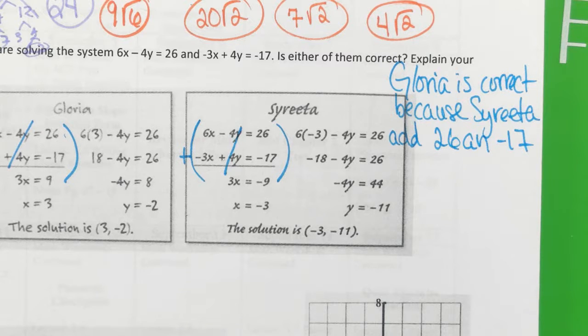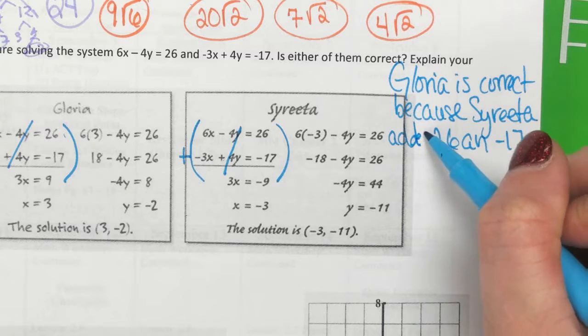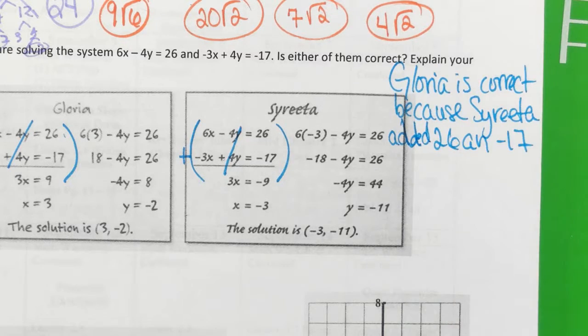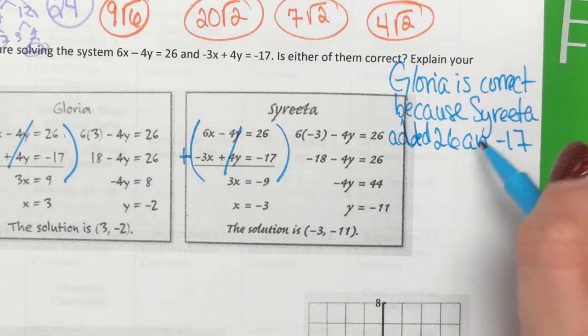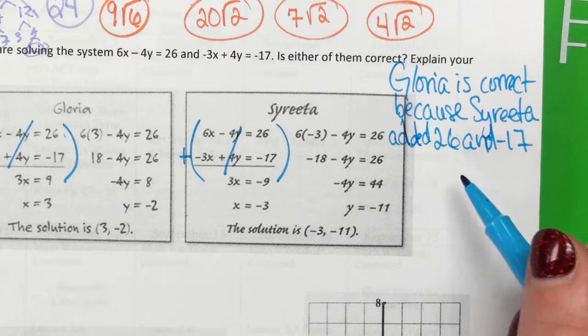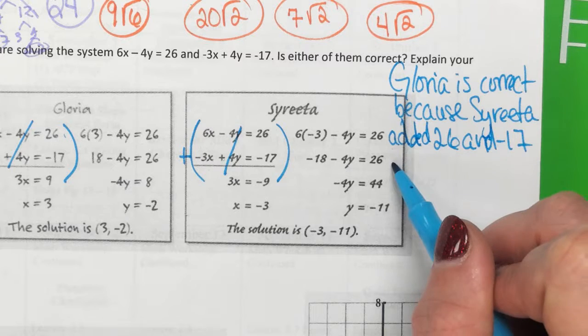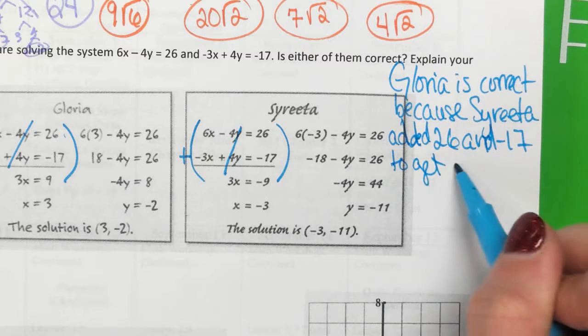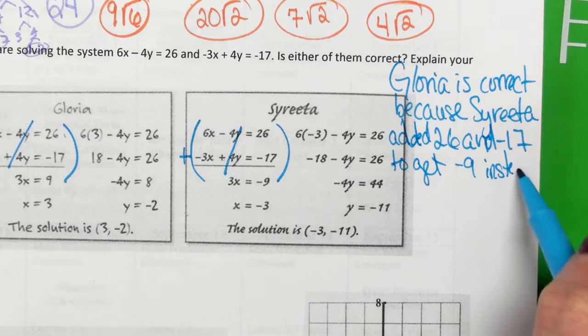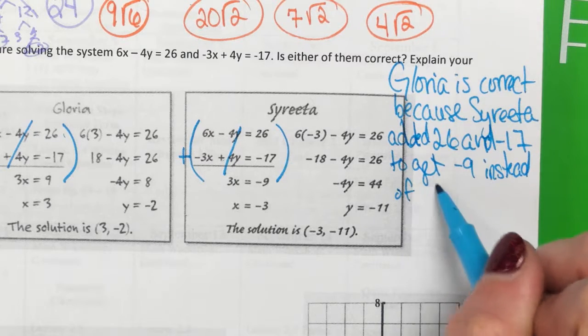Oh, where are we at? What can we say? Sarita added, I probably should put added, use correct grammar. Added 26 and 17 to get negative 9 instead of positive 9. Y'all okay with that? Yeah. Okay.